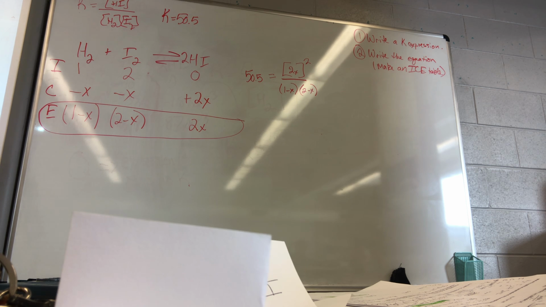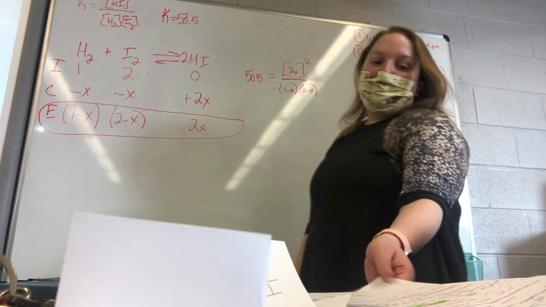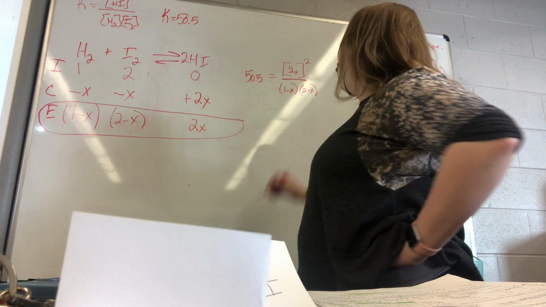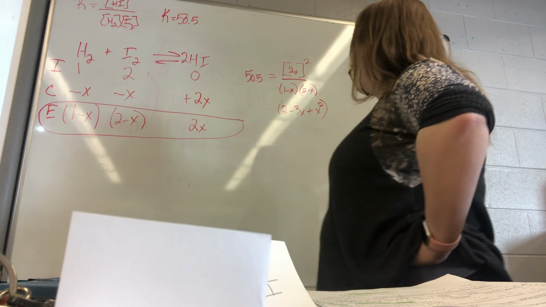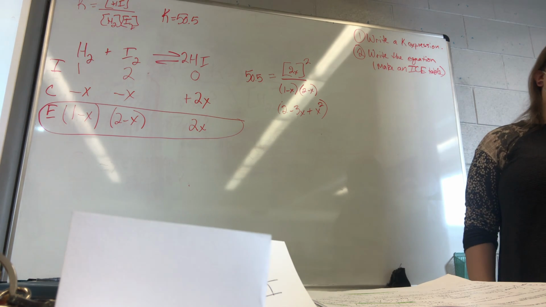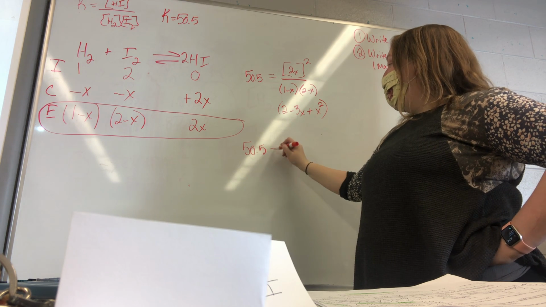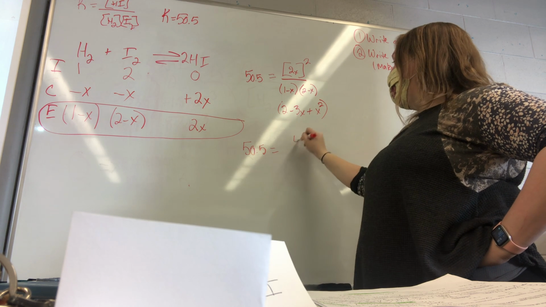Okay, so what should you do to the two expressions on the bottom of the fraction? Yes, you should FOIL them. That's what I got when I FOILed it. So this whole expression, ooh, 2x squared becomes what? 4x squared. Thank you.